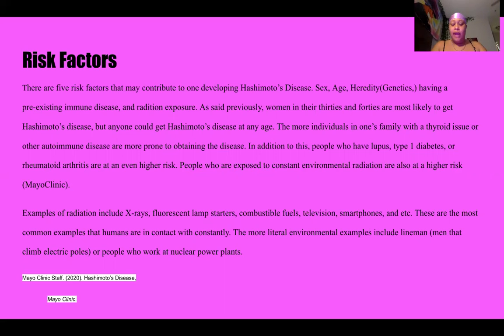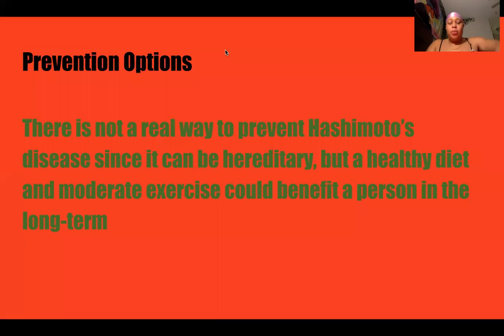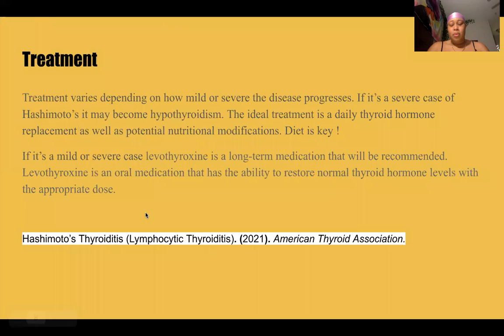A more literal aspect is if you're a lineman, work with electric poles, or work at a nuclear power plant. As for prevention options, there's not really any real way to prevent Hashimoto's, especially considering it is hereditary. But with anything else, in moderation, if you exercise and eat healthy, you'll be good. Or probably you won't get it as fast, I guess.